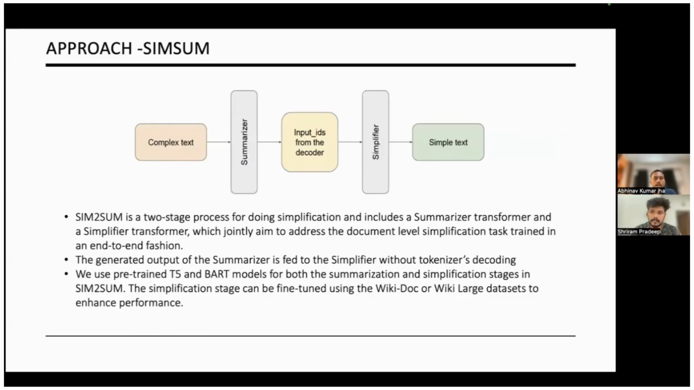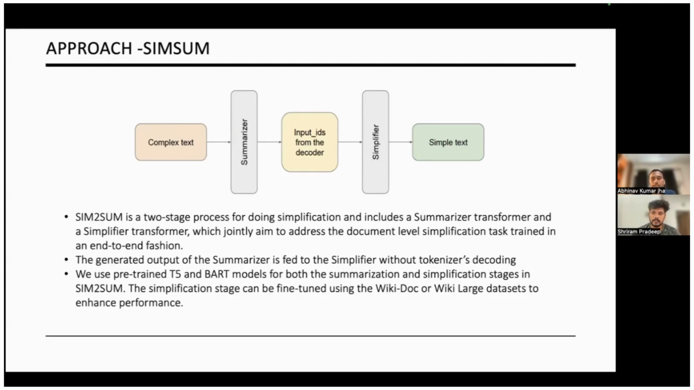In this approach, Simpson is proposing a two-stage model so as to get the simplified text. In the two-stage process, the first stage is the summarizer, which can be replaced by any pre-trained part of the T5 model, which aims to summarize the complex text into a smaller set of sentences, and the input IDs are passed to the simplifier, not the complete summarized sentence. So in back propagation, the summarizer and the simplifier learn simultaneously at the same stage, and the information is shared and passed through in the complete back propagation step.